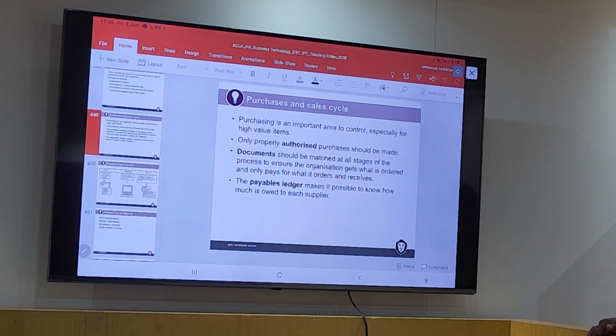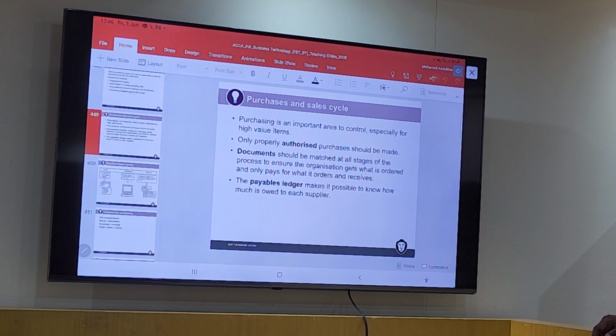Purchases and sales cycle. Purchasing is an important area to control, especially for high value items. Only properly authorized purchases should be made. Here also there is one fraud. Let's say I am a purchasing clerk. Our company is purchasing steel and aluminium, and we are buying a very huge quantity. What I do is I slowly open up a small business selling aluminium under my wife's name. I delegate and transfer all my purchases to that shop or that company. That is a ghost supplier.